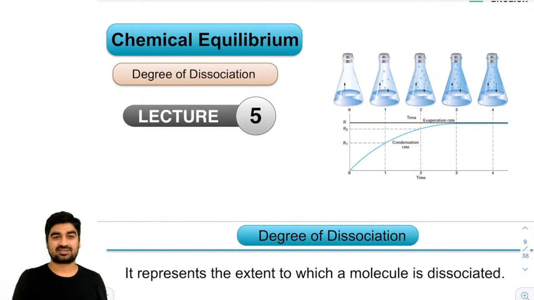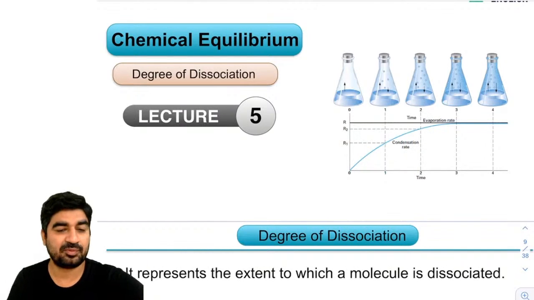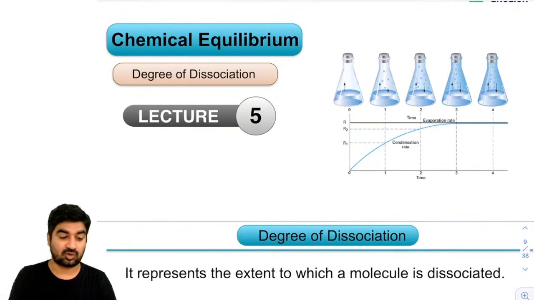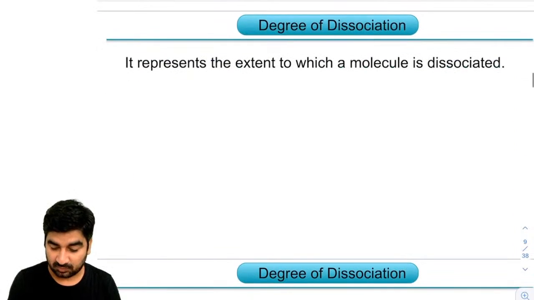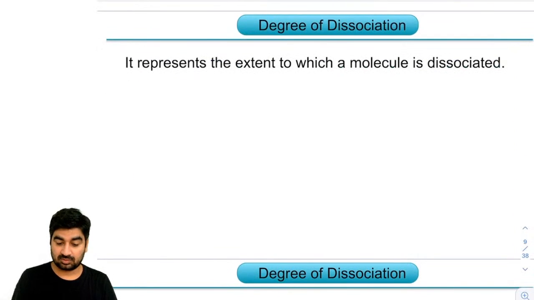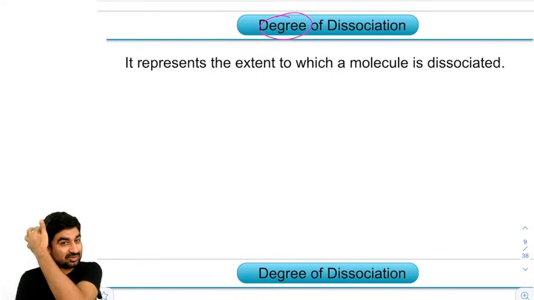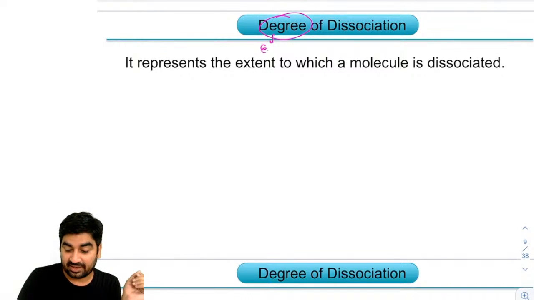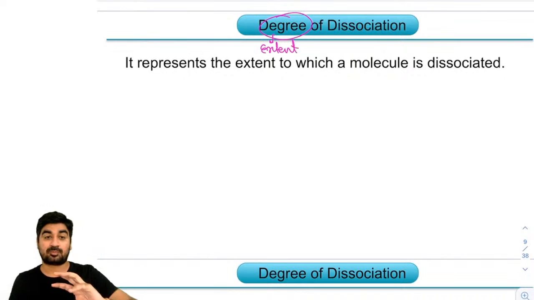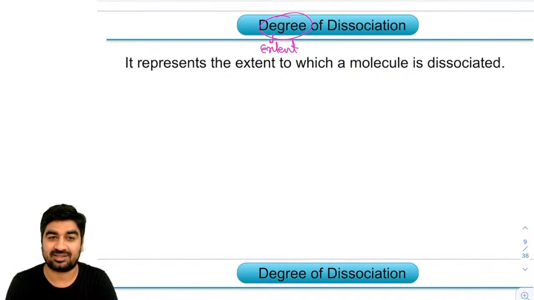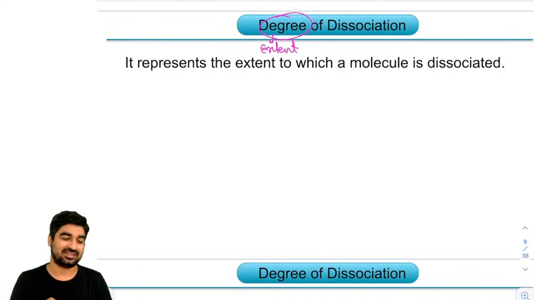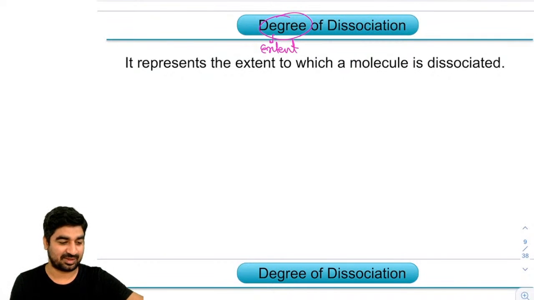So now, guys, let's move on. I'm moving to the next point, degree of dissociation. First of all, what do you mean by degree? It is not the degree which you get after completing 4 years of BTech or MTech. No, it's not like that. This degree means extent, up to which extent, up to which degree. This is not the BTech or MTech degree.